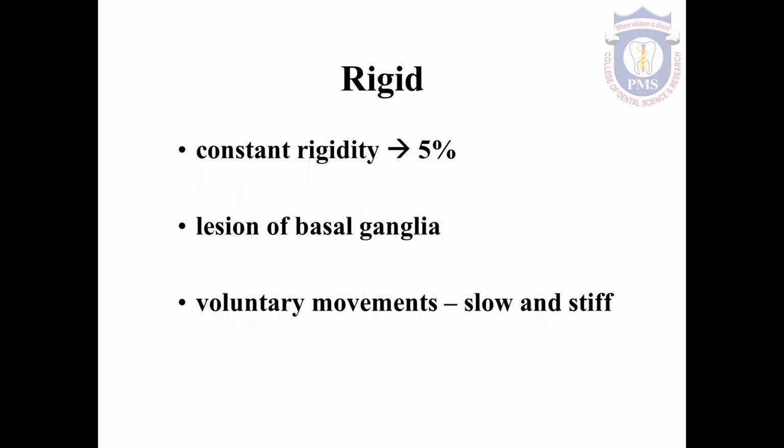Then another type is rigidity, where the muscle will be completely rigid. This type of cerebral palsy is seen in the case of the basal ganglia. If the lesion is in the basal ganglia, we will see the rigidity type of cerebral palsy. The voluntary movement will be slow and very stiff. The child will keep placing the legs and extremities without any flexibility. Everything will be stiff and slow movements in these children.